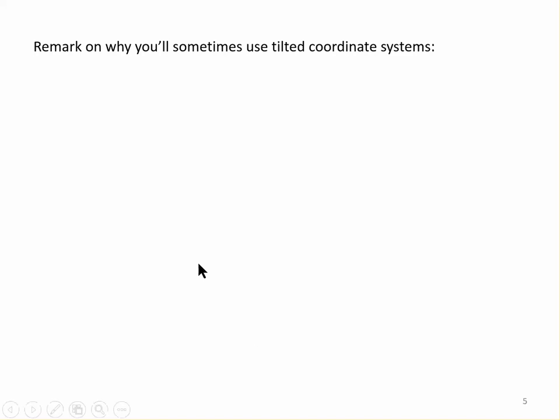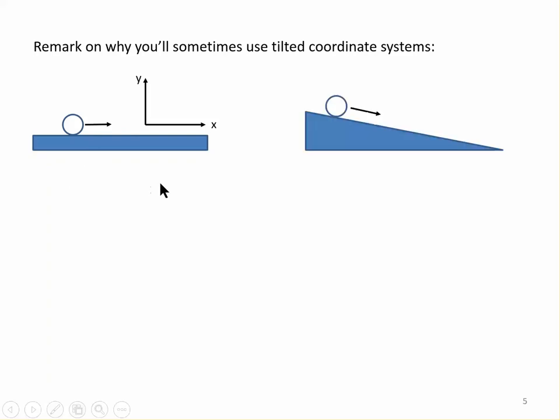So for example, let's say I was studying a ball rolling along the ground here. Since the ball is moving this way, it's most natural to define a coordinate system like this, with the x-axis pointing in the direction that the ball's rolling and the y-axis perpendicular. That's very natural for this physical situation, this physical geometry. But suppose instead I was studying a ball rolling down a ramp. Now the ball is moving this way. It's not moving purely horizontally. It's not moving vertically. It's moving this direction.